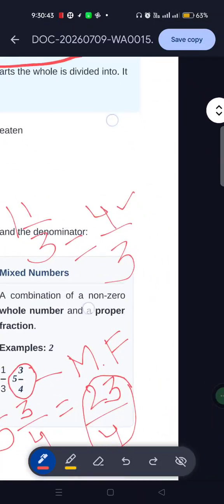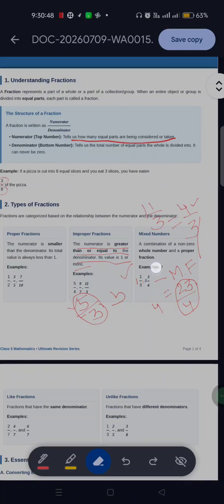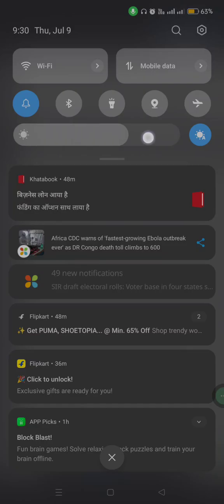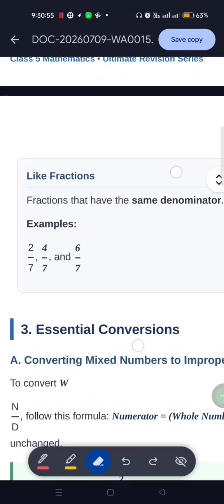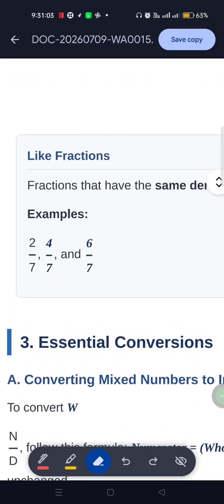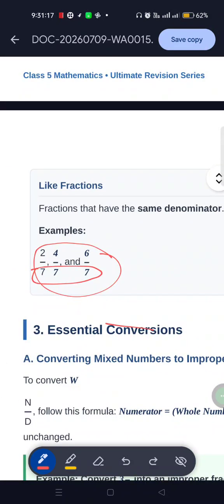So next, moving on to the next definition. Now, like fractions. Like fractions are fractions that have the same denominator. See these three fractions here: 2 upon 7, 4 upon 7 and 6 upon 7. They have the same denominator. Okay, so these types of fractions are called like fractions.